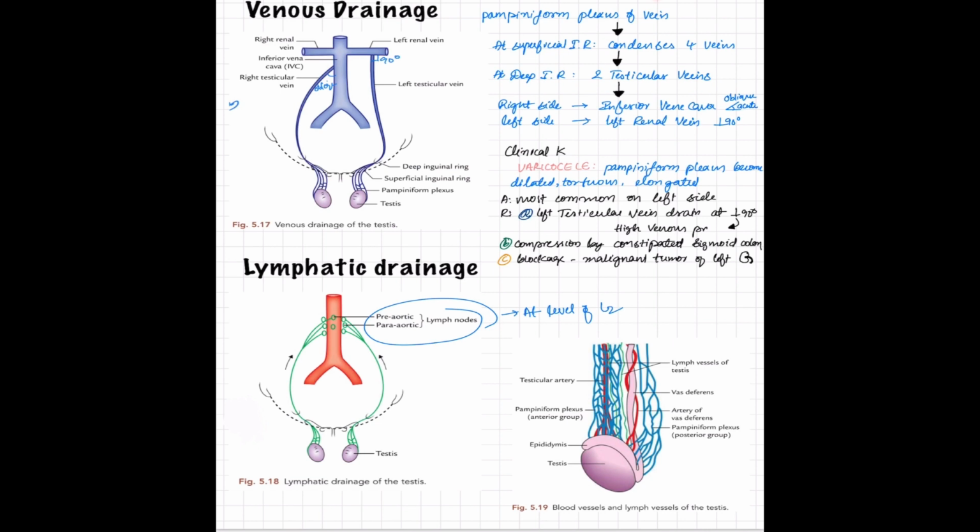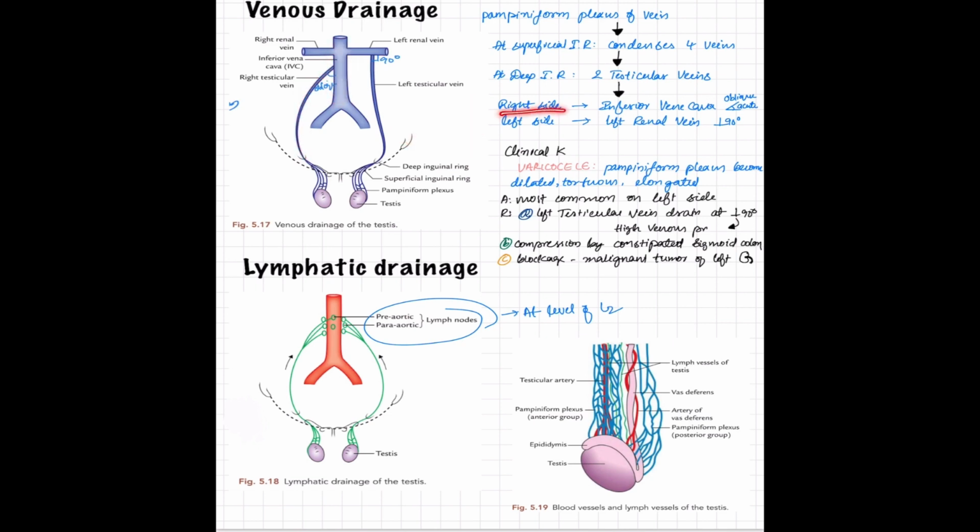So on each side there are 2 testicular veins accompanied by one testicular artery. Then, what about the right and left sides? This is the right, this is the left side. On the right side, what is it draining into? The right testicular vein drains into the inferior vena cava.